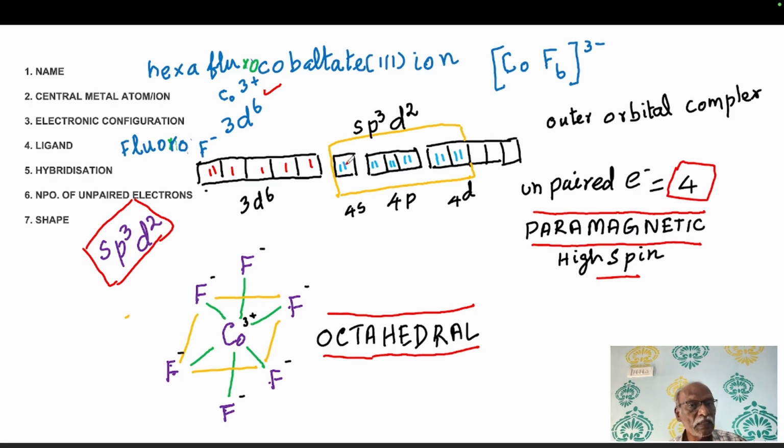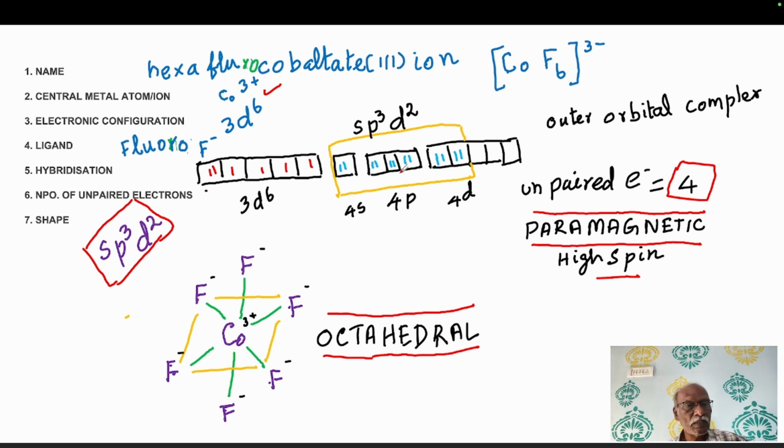Thereby, they take 6 vacant orbitals, mixing up all those 6 orbitals together and forming a new set of orbitals called sp3d2 hybrid orbitals. All of them are equal in shape, size and energy. Those orbitals repel each other, resulting in a regular octahedral shape. 6 corners are there. Each corner is occupied by an F minus ligand, giving rise to this complex structure.